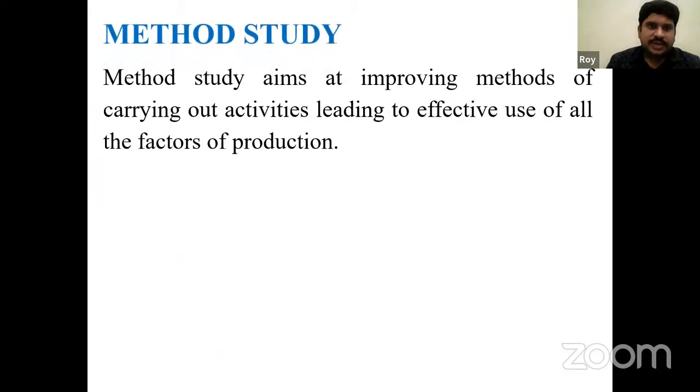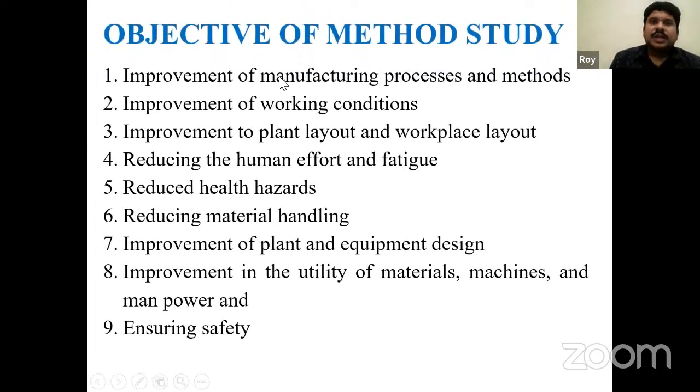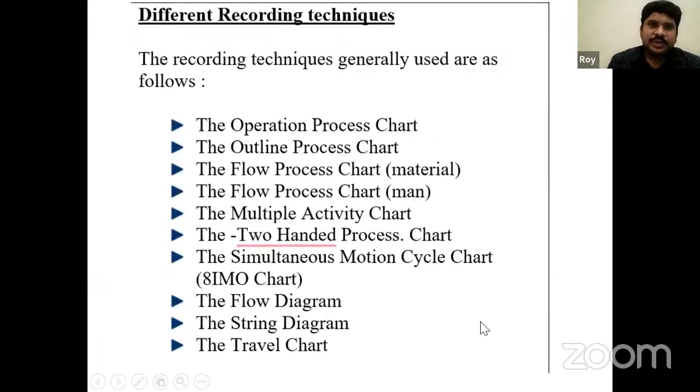Now, quickly, I'll go to what is method study. It is the method I use to carry out the activities leading to effective use of all factors of production. Now, what are the objectives? To improve the manufacturing process and methods, to improve the working conditions, improve the plant layout and work layout, reduce human effort and fatigue, reduce health hazards, reduce material handling, use better plant and equipment design, improve utility of the materials and all 4 M's, and ensure safety. That is why I need to study this.